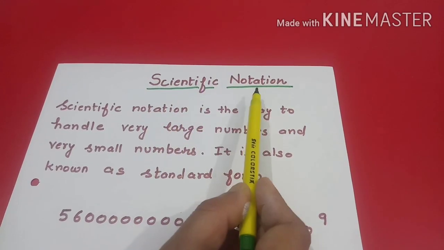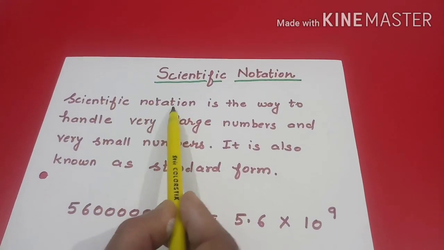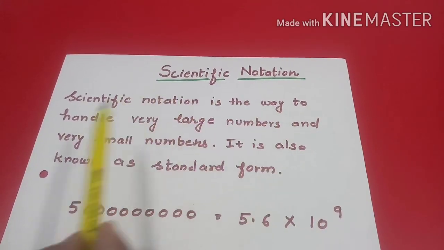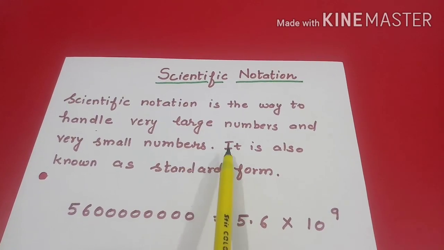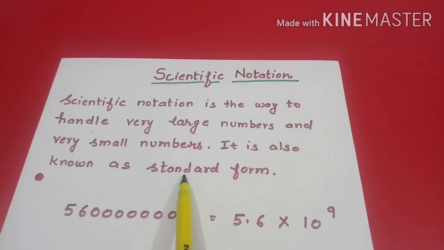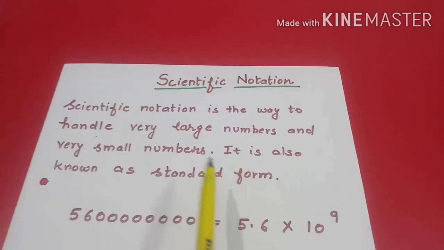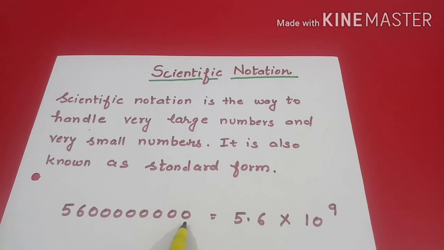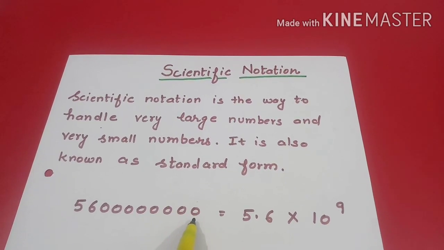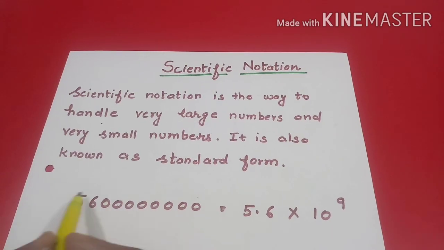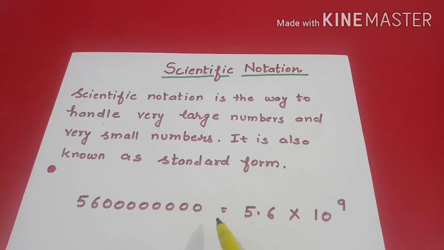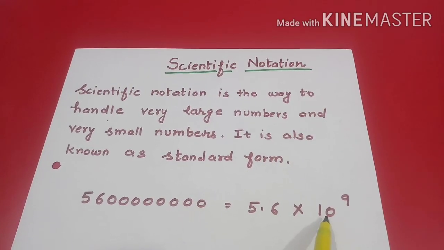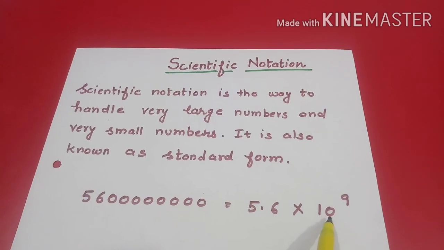First, understand what is scientific notation. Scientific notation is the way to handle very large numbers and very small numbers. It is also known as standard form. To understand this, let's take this number. This number I have written, it is really hard to write, read and to do calculation on it. It is just a very big number. So after converting it into scientific notation, I can easily read it, write it and do calculation on it.